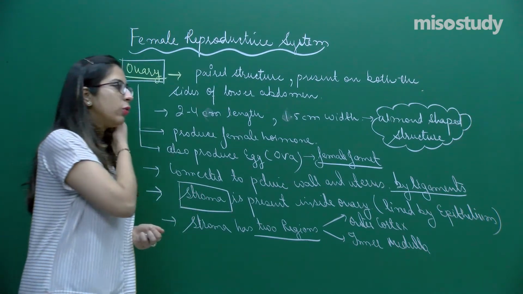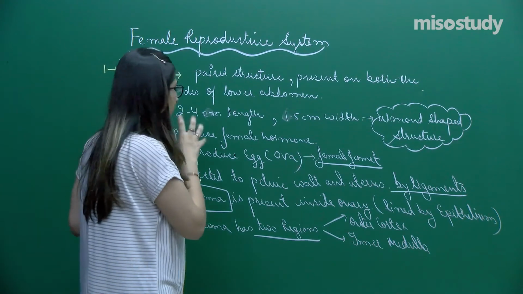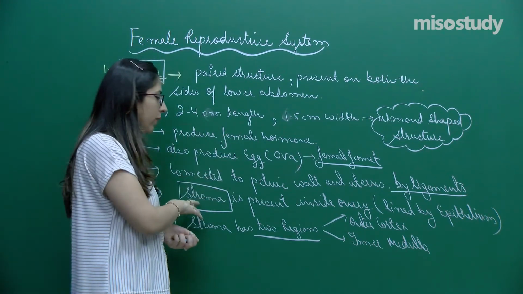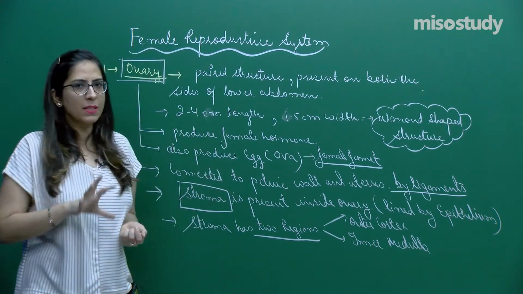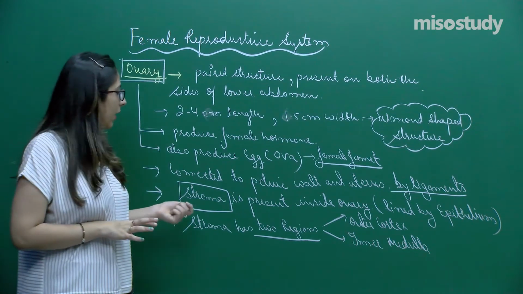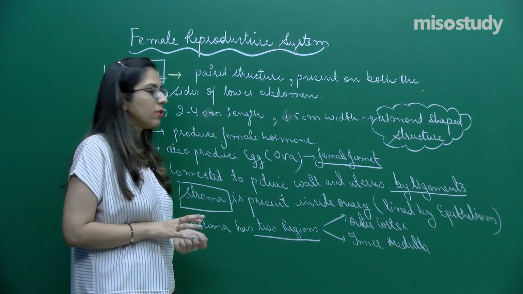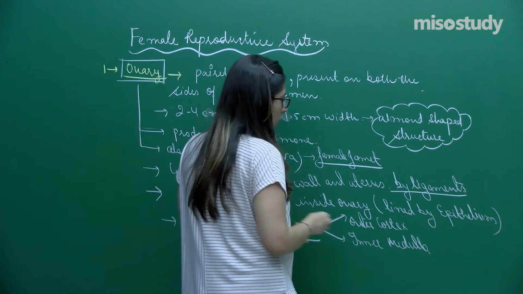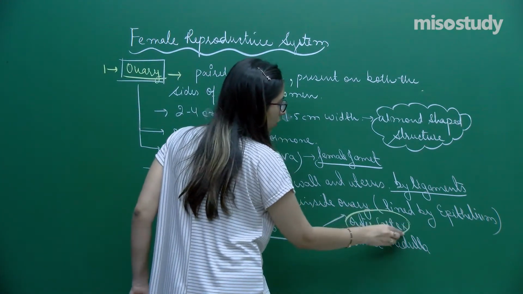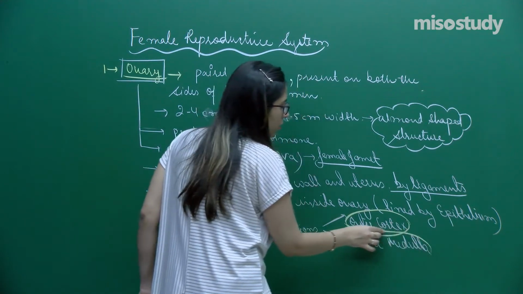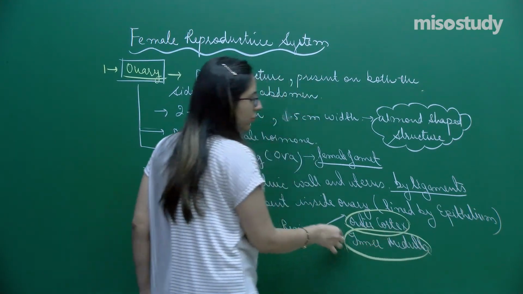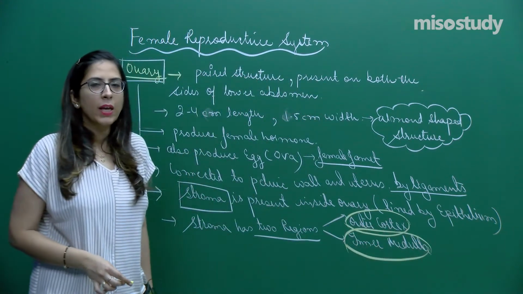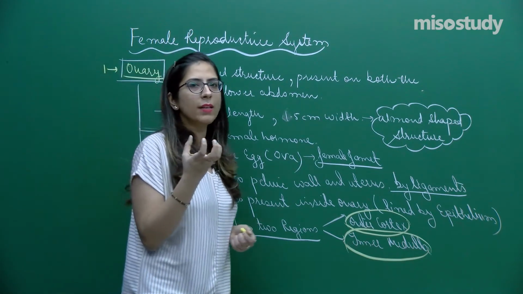They are connected to the pelvic wall and the uterus by ligaments. When we see the internal structure, the ovarian wall and the epithelium enclose the stroma inside, and the stroma has two regions. There is an outer cortex region, and an inner region which is called the medulla. In this, the eggs, the ova, are produced.